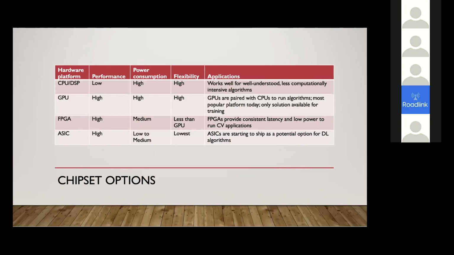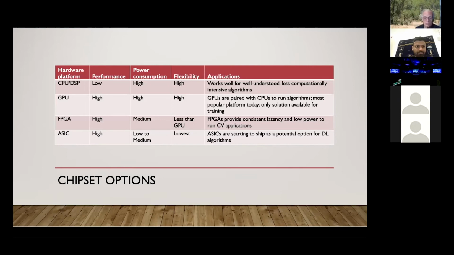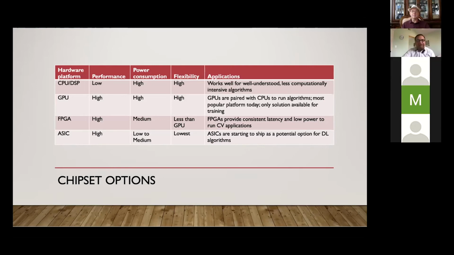ASIC is an area where there is a lot of startup activity. In fact, about 100 companies have appeared, all focusing on ASIC. And the biggest difference between ASIC and the rest of the pack is that ASICs are customized to run AI. Their compute elements are optimized for either power or performance or latency or throughput, depending on what you need. So ASIC is really an application-specific implementation.